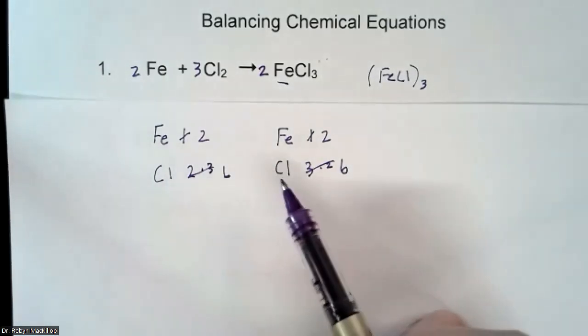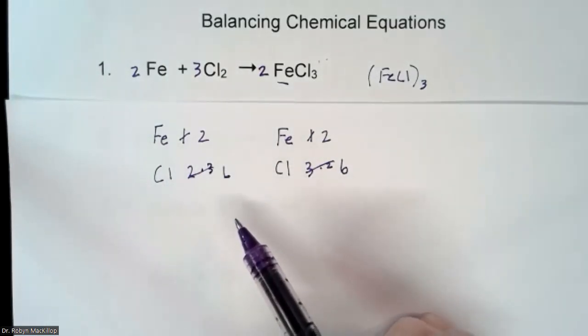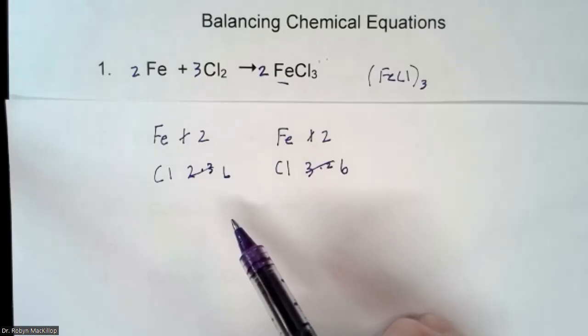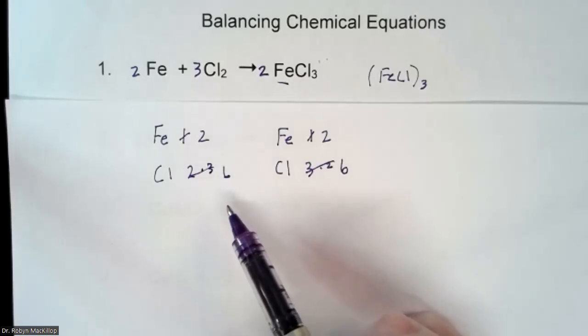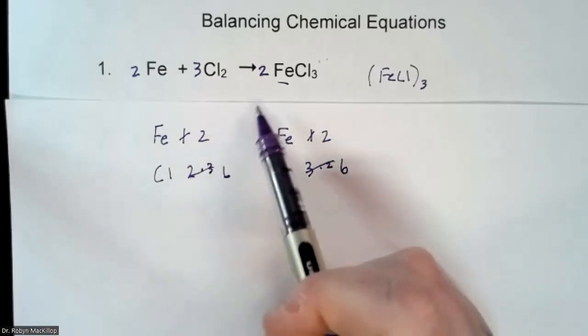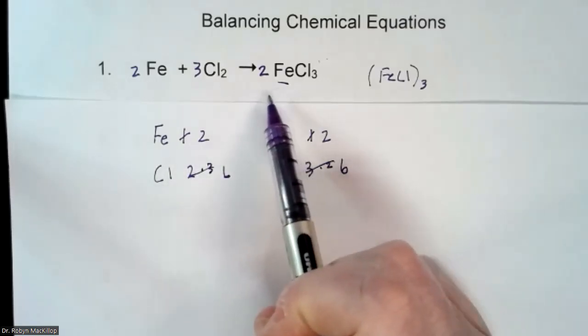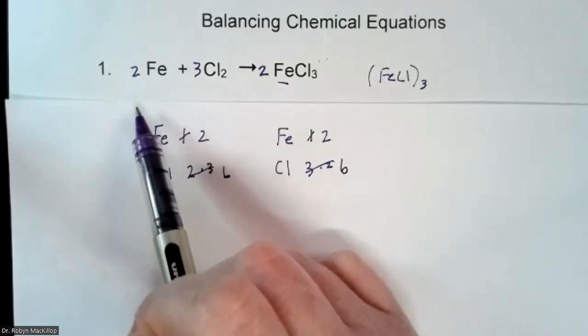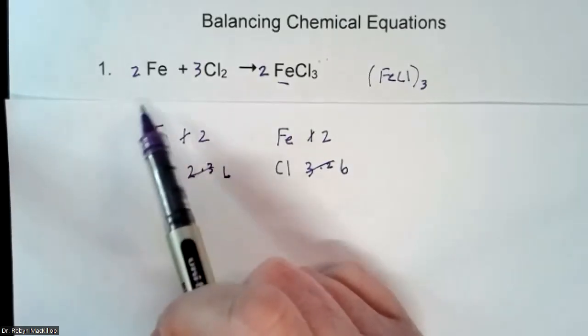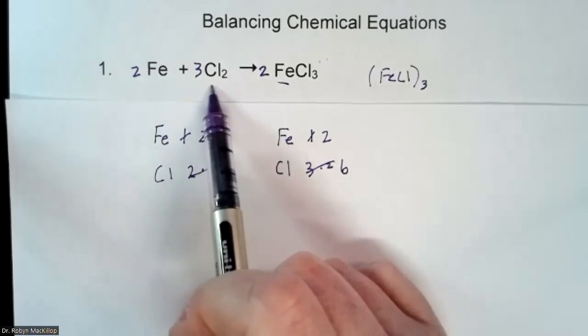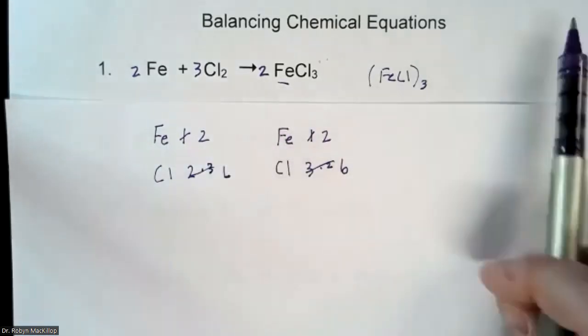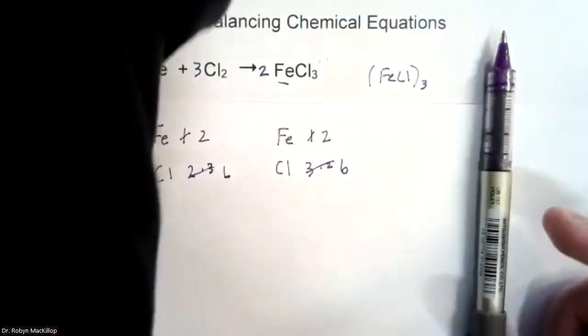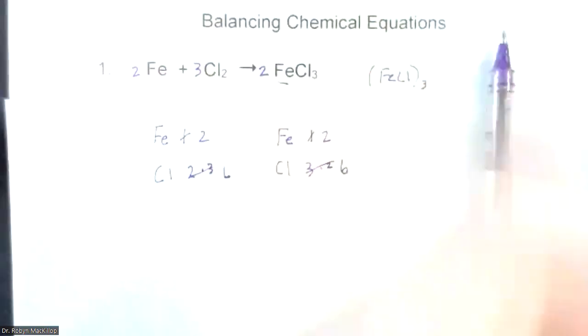And that's it. Okay, so what you multiplied the FE from the right side, you also do to the left side? Yeah. Because your whole goal is to have the same number of each element on each side. And I shouldn't have used such a dark pen. I should have used a pen that stood out a little better.